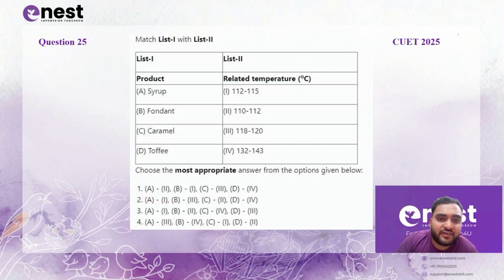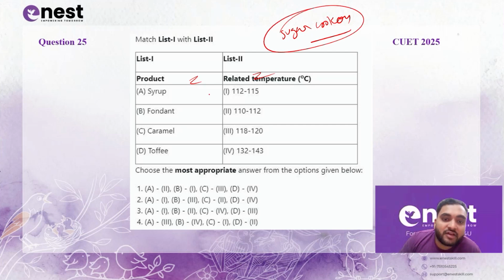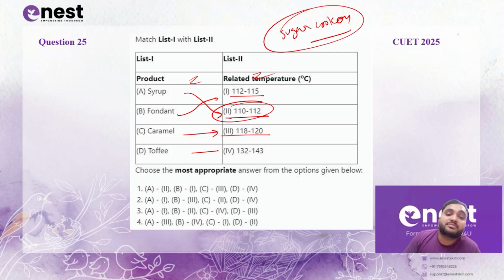Let's see question number 25. In this we are given a product along with its related temperature. I think this is the topic from your sugar cookery. Syrup is formed at roughly 110 to 112 degrees Celsius. Fondant is formed at 112 to 115 degrees Celsius. Caramel is formed at 118 to 120, and toffee is formed at a much higher temperature, that is 132 to 143.